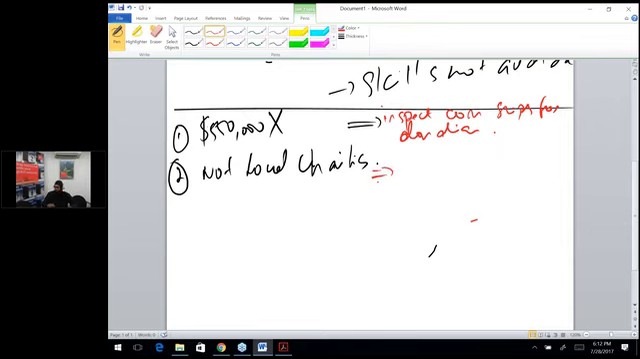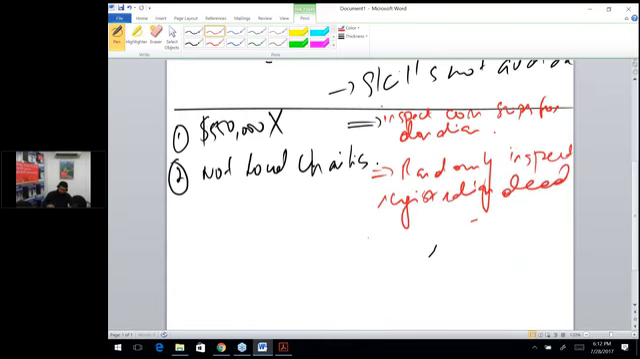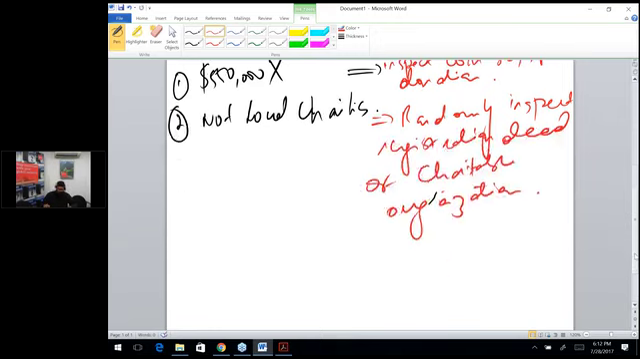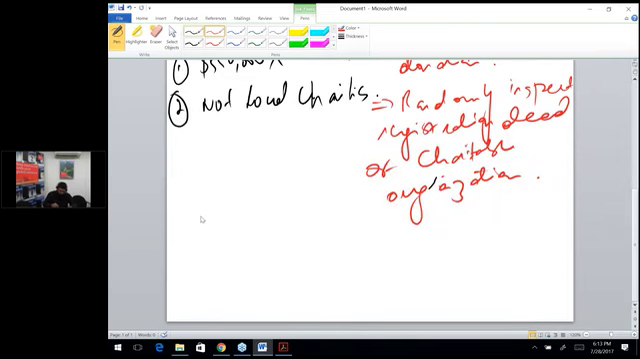They are not local charities, that's another risk. So randomly inspect the registration deed of the charitable organization. Randomly inspect the deed of the charitable organization.